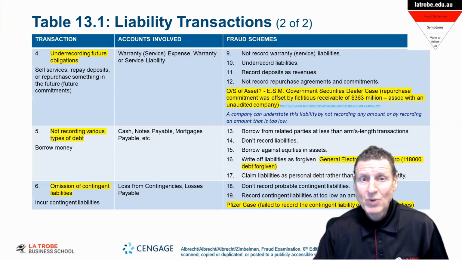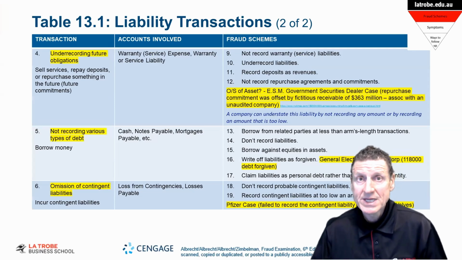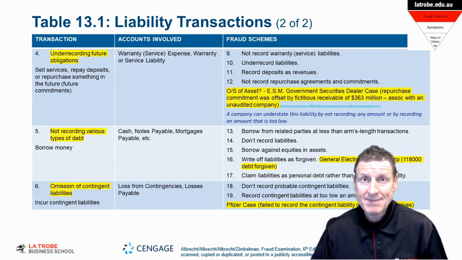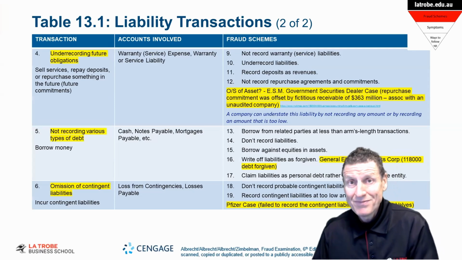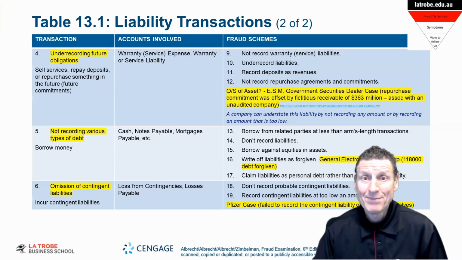And so in this one, it may not be recording a liability associated with an ongoing court case, that 50% probability of you losing and having to pay out damages. So if you don't record that, then you are understating your liabilities.